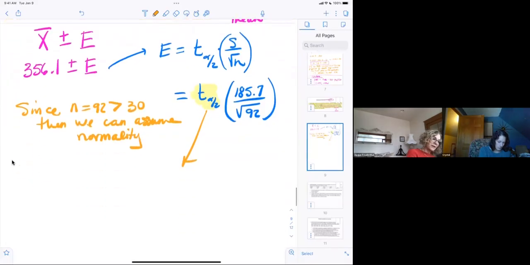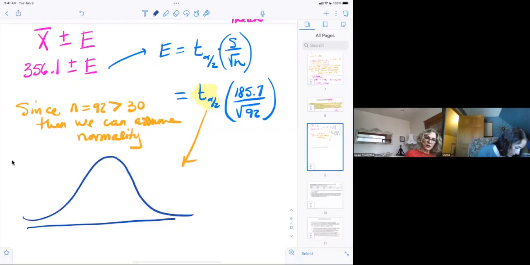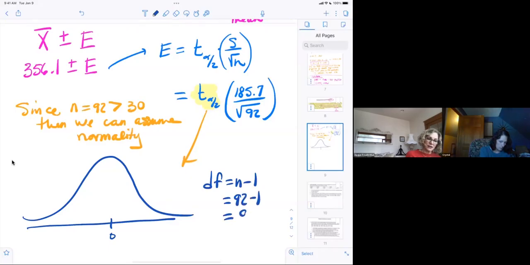So I'm going to do exactly what we did with proportion, and that was to draw your T distribution curve. T distributions still have 0 in the middle, but remember that the T distribution changes with the sample size. So we have degrees of freedom that are associated with the T distribution. N is 92, so degrees of freedom would be 91. Your degrees of freedom affect the shape of the T distribution because the T distribution changes with the sample size.